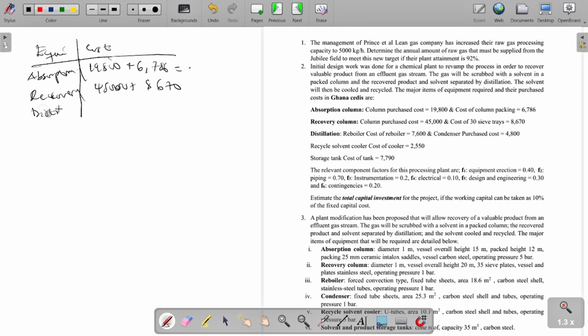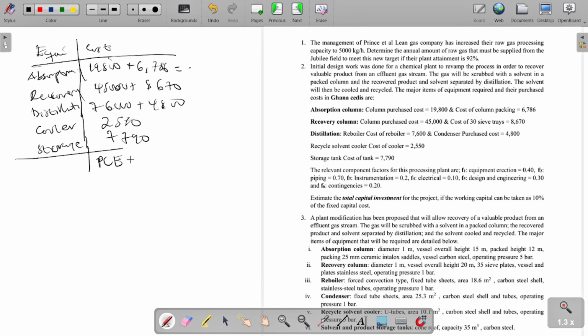Then we had a distillation, right? Where we had 76,000 plus 4,800. Then we had a cooler, which is 2,550. Then we had a storage tank, where we had 7,790, right? So that's the cost of everything. If I add everything, that gives me the purchase cost of the equipment, which is 102,996 Ghana cedis.